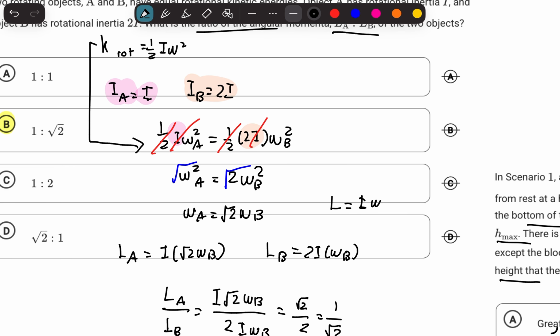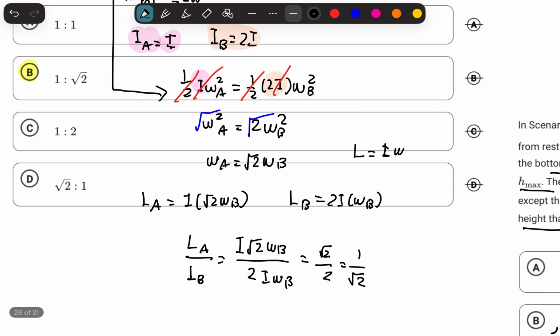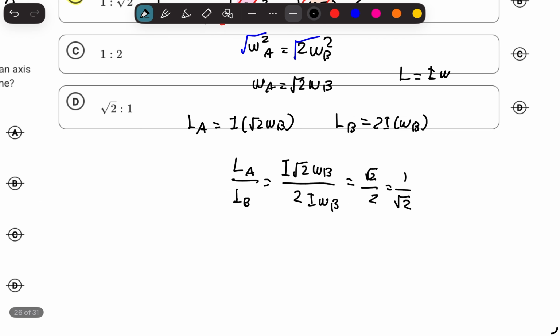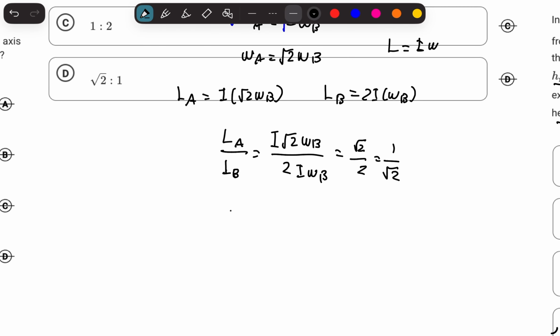So this is 1. You can just cancel out that 1/2 and the I's, and you're left with this. You take the root and then you simplify it. You just take the ratio of what they are over each other. Here we have our ratios. We can see that L is equal to the root of 2I K rotational.